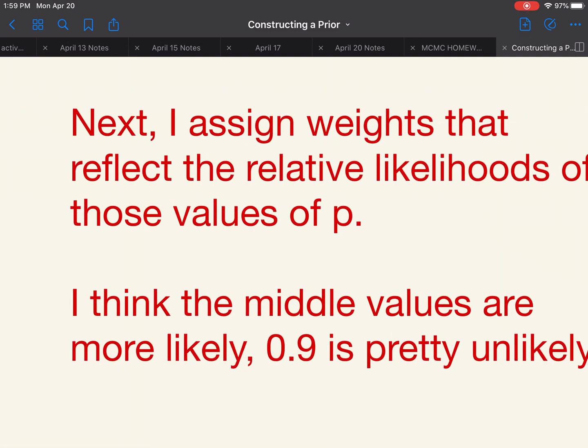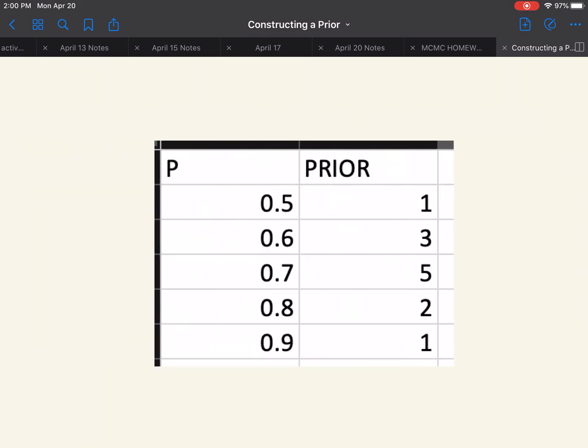Next, I assign weights that reflect the relative likelihoods of those values of P. Now, I think that the middle values between 0.5 and 0.9 are most likely, and I think a value like 0.9 is pretty unlikely. So I place weights that reflect the relative likelihoods of those values. And notice I put the biggest weight on the value P equals 0.7.